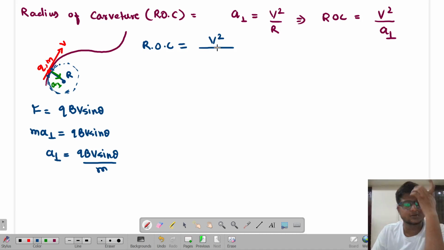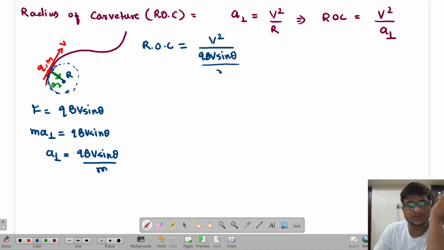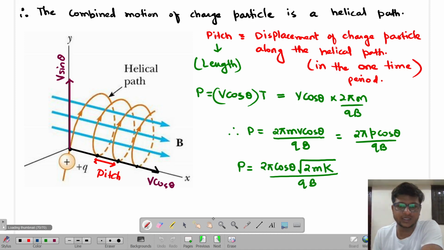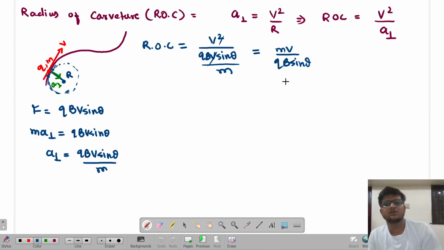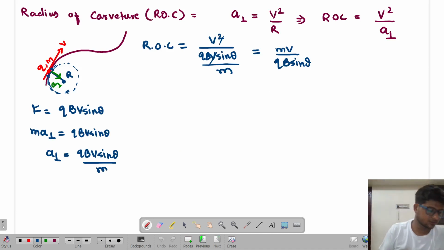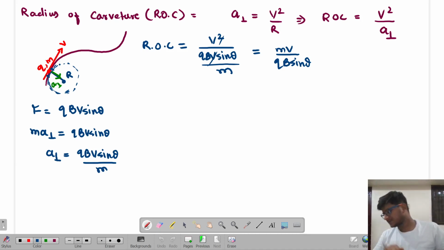Can you understand this? So BQV sine theta by mass m. The v's cancel, so ultimately the radius of curvature is given as mv by QB sine theta. You see the formulas are totally different. This radius is mv sine theta by QB, and this radius is the opposite of it. Got it?